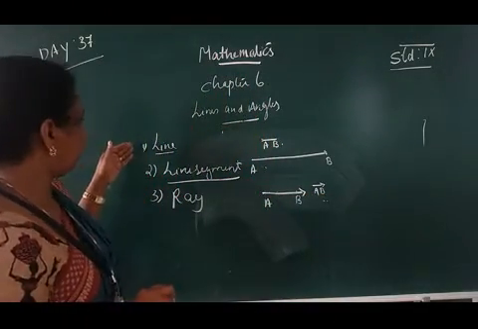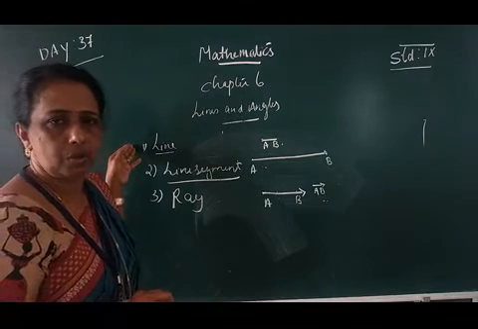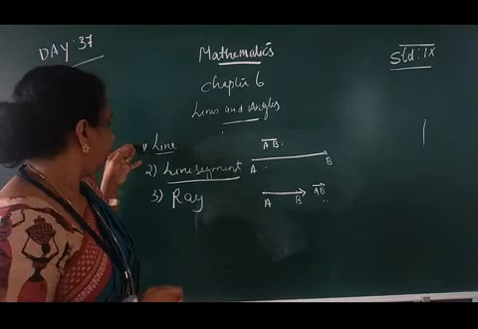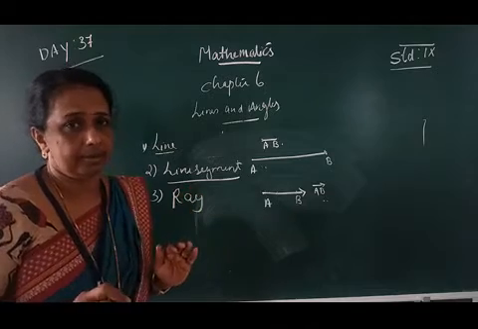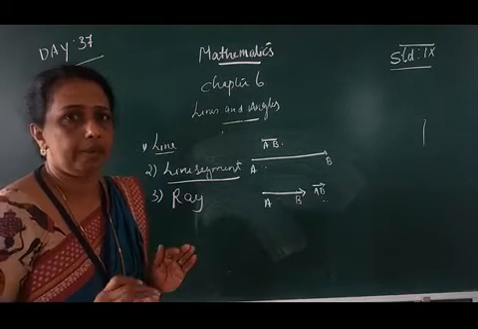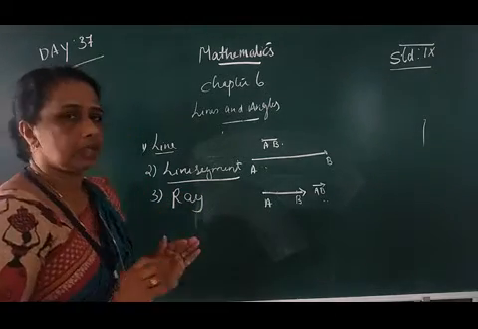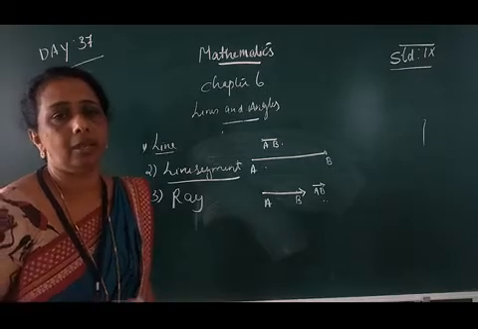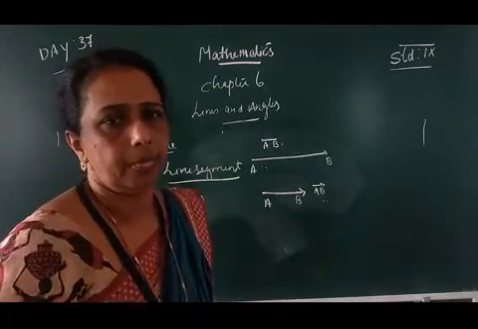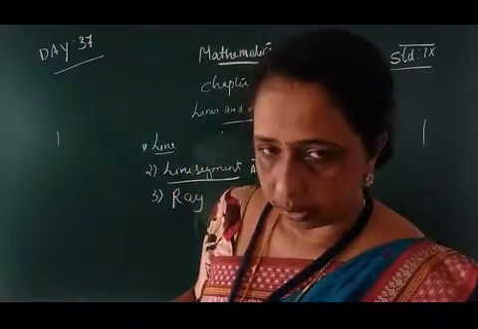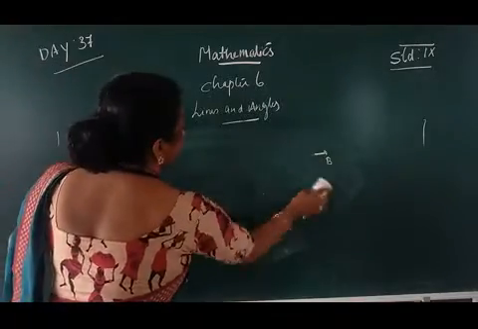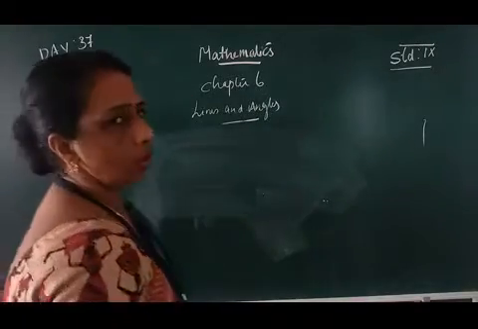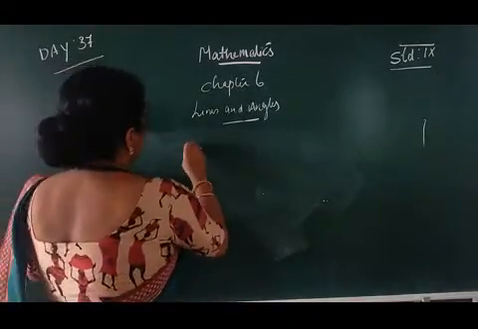Okay. First we explained line. A line has no end points. Next, a line segment is a part of a line and has two end points. A ray is also a part of a line and has only one end point. Okay, I think you already studied this. Then, I recall one more thing, that is collinear points.